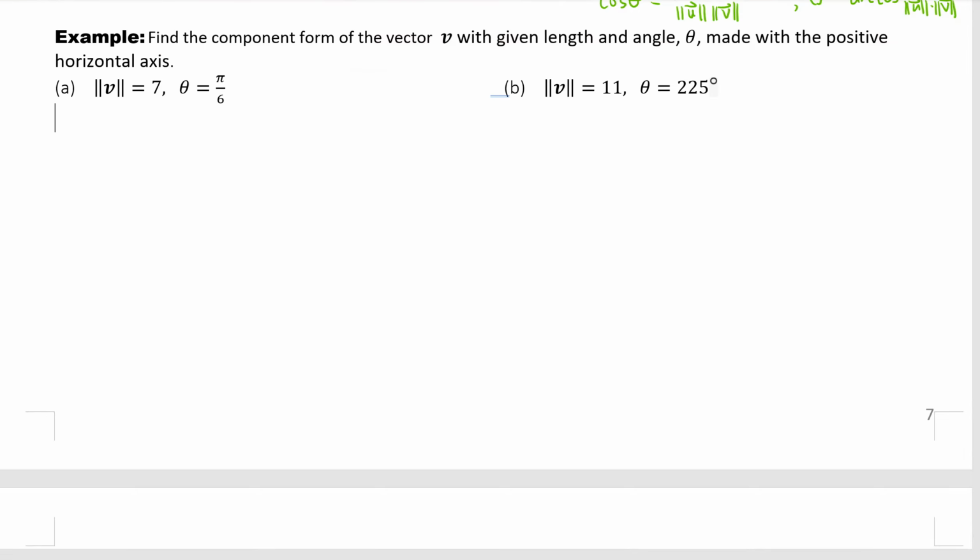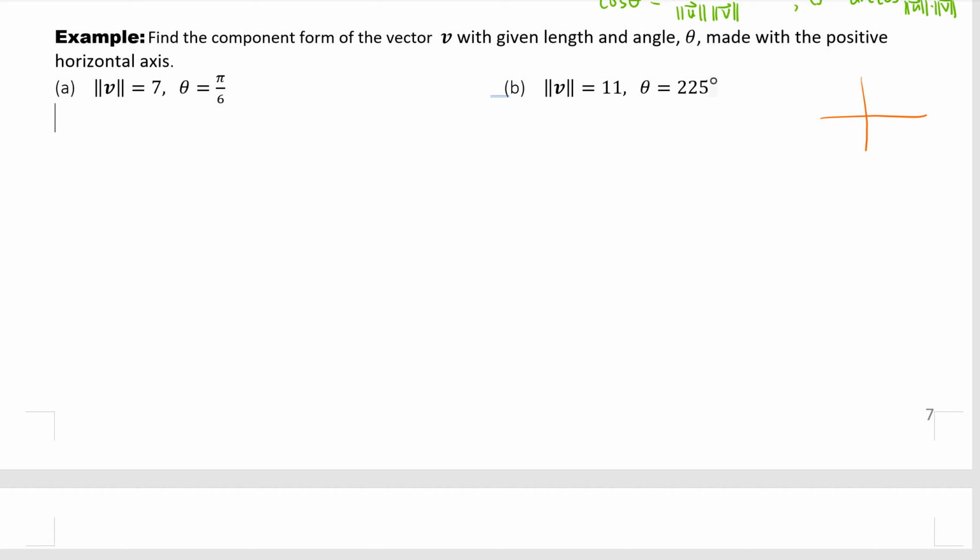Hi everyone, welcome back. So let's continue to do the following example. Find the component form of the vector v with given length and angle theta made with the positive horizontal x-axis, okay? So we know that, well, have you learned polar coordinates? I hope you did in Calculus 2, right? So chapter 10, we're in the polar coordinates and we talk about polar function, etc.